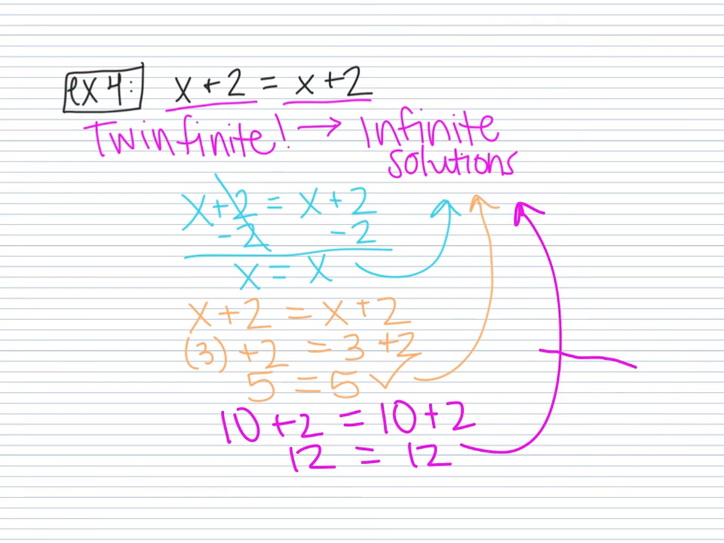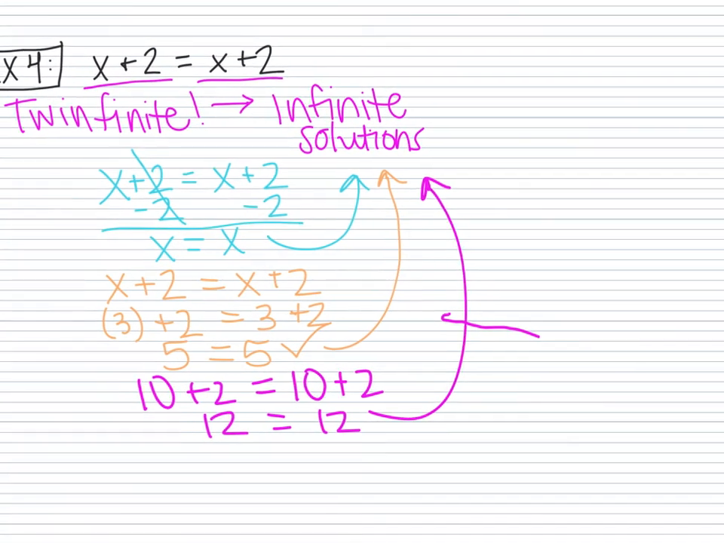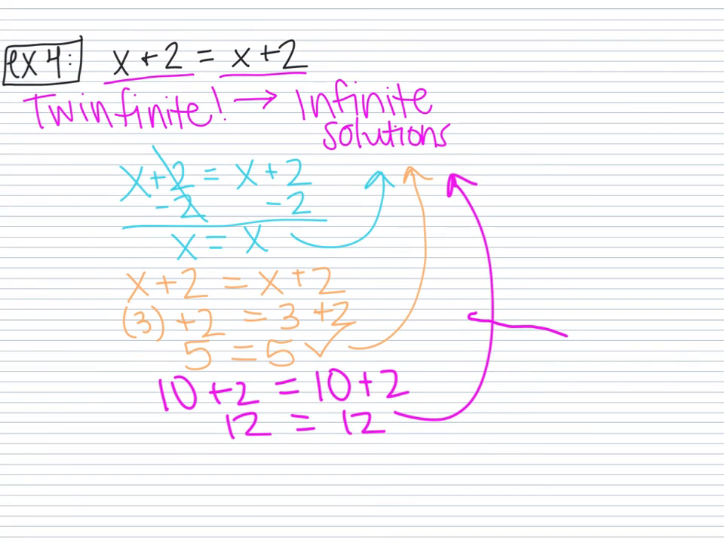We're going to get crazy and try plugging in 100. So 100 plus 2 equals 100 plus 2. Well, 100 plus 2 is 102. 100 plus 2 is 102. So again, infinite solutions.